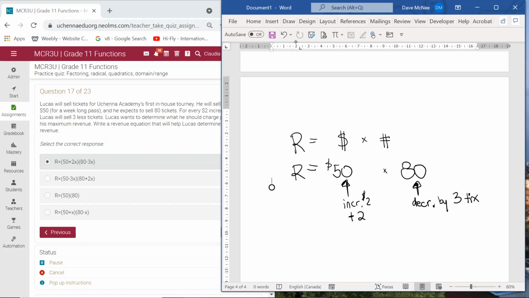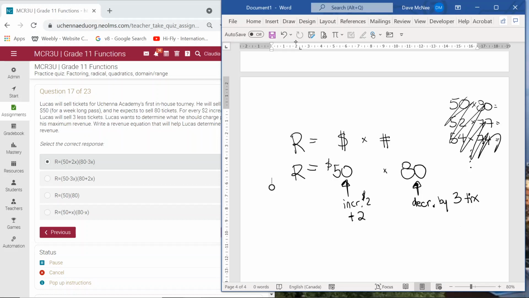And I mean, you could go one by one and figure it out. He's going to charge $50 and sell 80 tickets. And then he's going to charge $52, and if that happens, he would be selling 77 tickets. If he charged $54, he would be selling 3 less, so 74, and so on and so on. And then you want to find which one is the largest revenue. However, we don't want to do that because it's not very efficient. If the values were larger and there were cents involved, it would be too time consuming. So we're going to try and find an algebra way to do this.